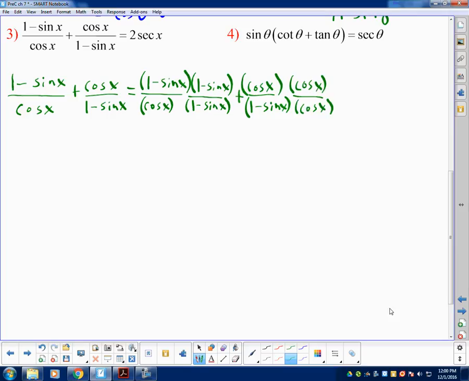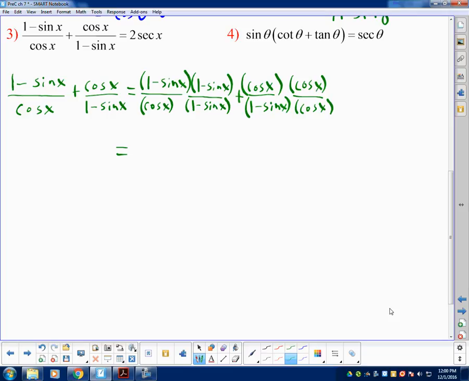Okay, so I'm finding a common denominator. That's it. What's the least common multiple of these two? It's both of these together. So I've got to multiply this fraction by 1 minus sine x, top and bottom, and this fraction by cosine x, top and bottom.